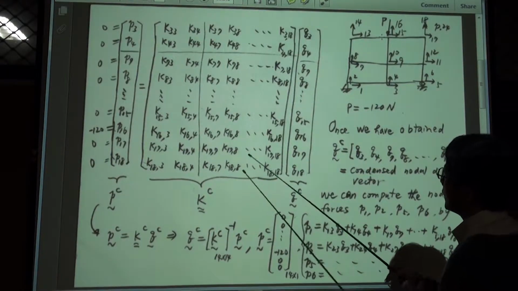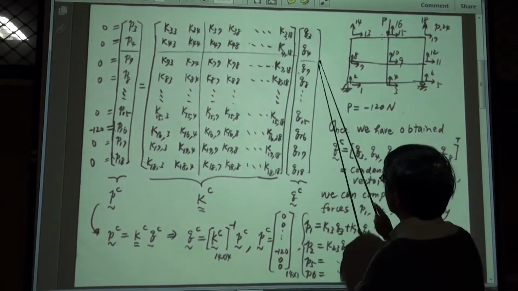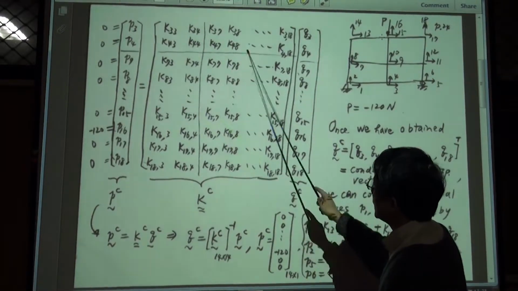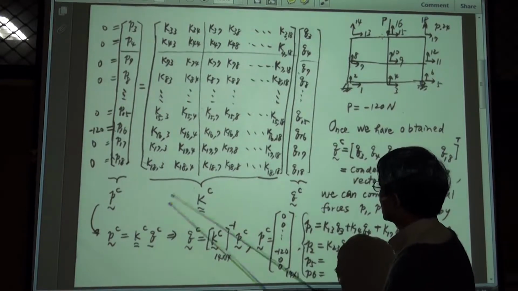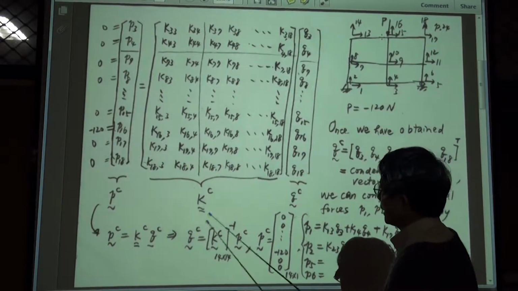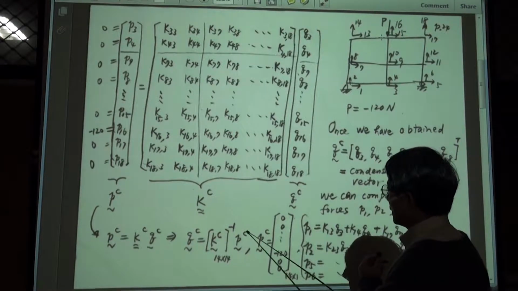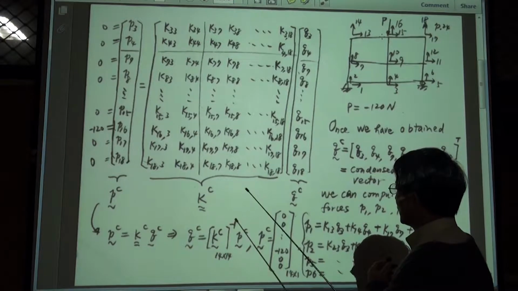This is the thing we want to do. We repeat it once again. We call this QC, this PC, and this KC. So we get this, this, and this. And then we find the inverse matrix and multiply by the force vector to get the displacement vector.